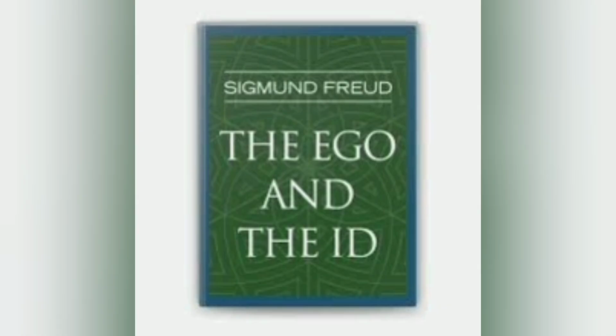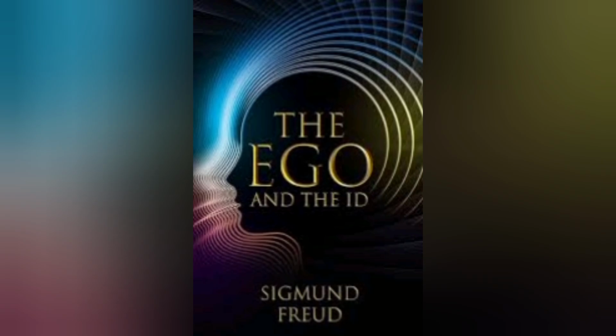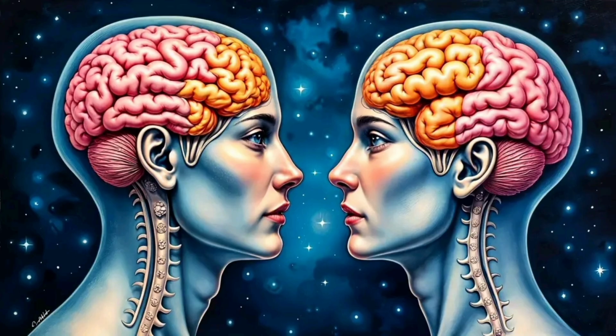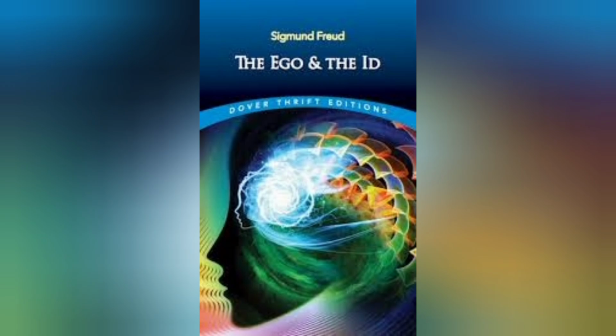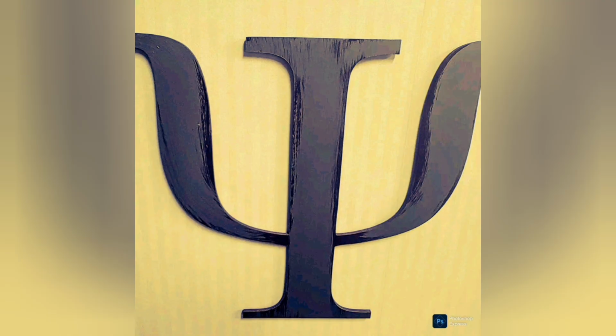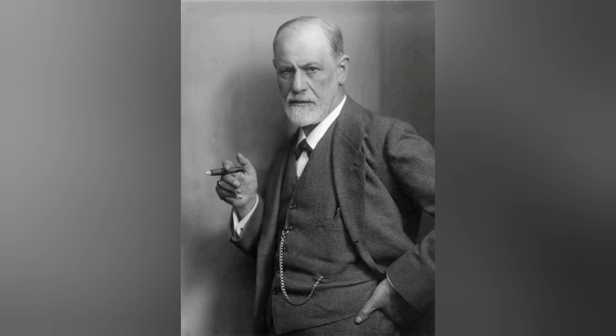1. The ID, the primitive and instinctual self. The ID is the most basic part of personality and is present from birth. It operates on the pleasure principle, seeking immediate gratification of desires, urges, and instincts, such as hunger, thirst, and sex. It is completely unconscious and does not consider reality, logic, or morality. Example: a baby crying for food or an adult indulging in impulsive behavior like overeating or reckless spending.